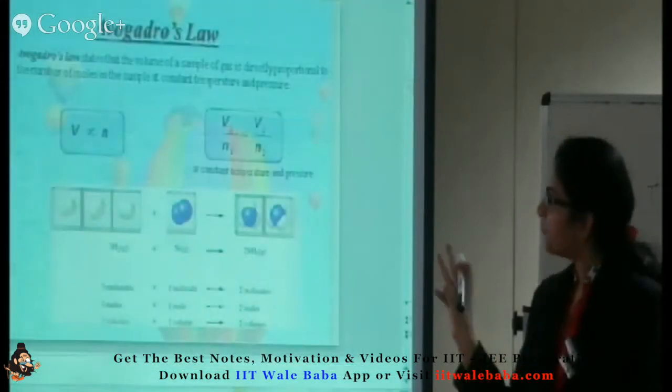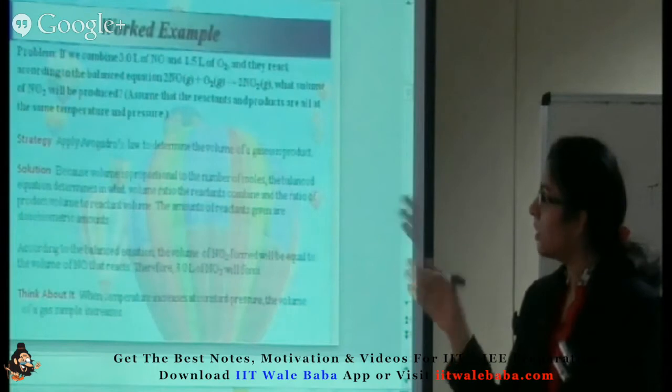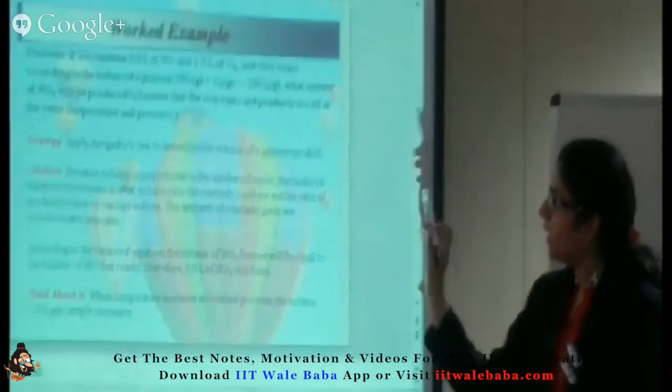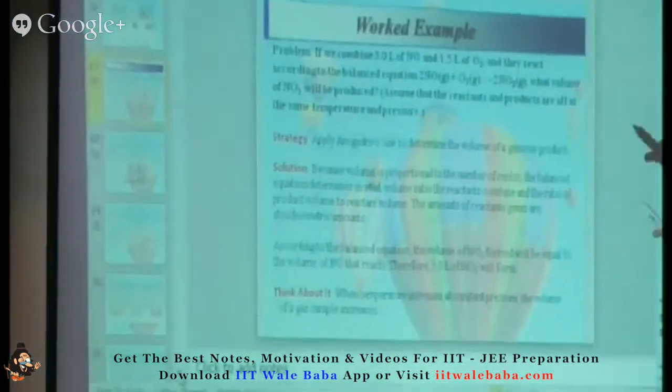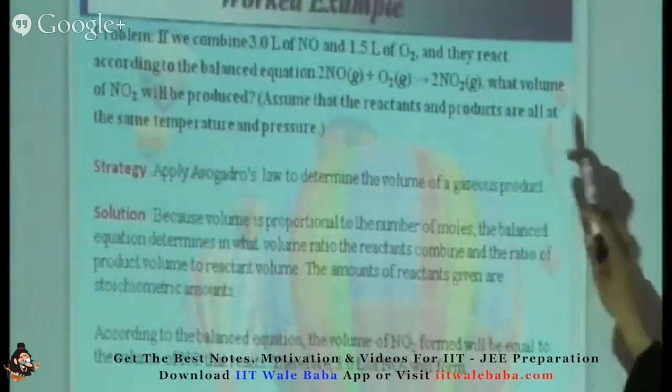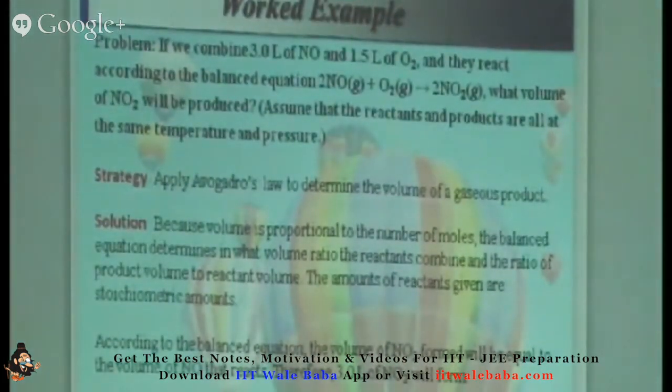Now next is again a numerical problem based on this. If you combine 3 liters of NO and 1.5 liters of O2, the balanced equation is written here, right? Then what volume of nitrogen dioxide will be produced? Just now I gave you the concept. You have to assume that they follow Avogadro's law, so you have to keep temperature and pressure constant. Now you have to use this concept.